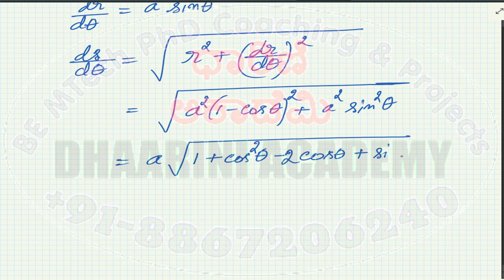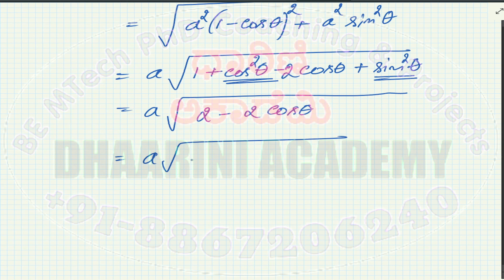Right, I can see that a into square root of, there is cos square theta plus sine square theta, that is 1 plus, there is already a existing 1 there, so this becomes 2, so 2 minus 2 cos theta. So this can be written as a into square root of, this is 2 into 1 minus cos theta.